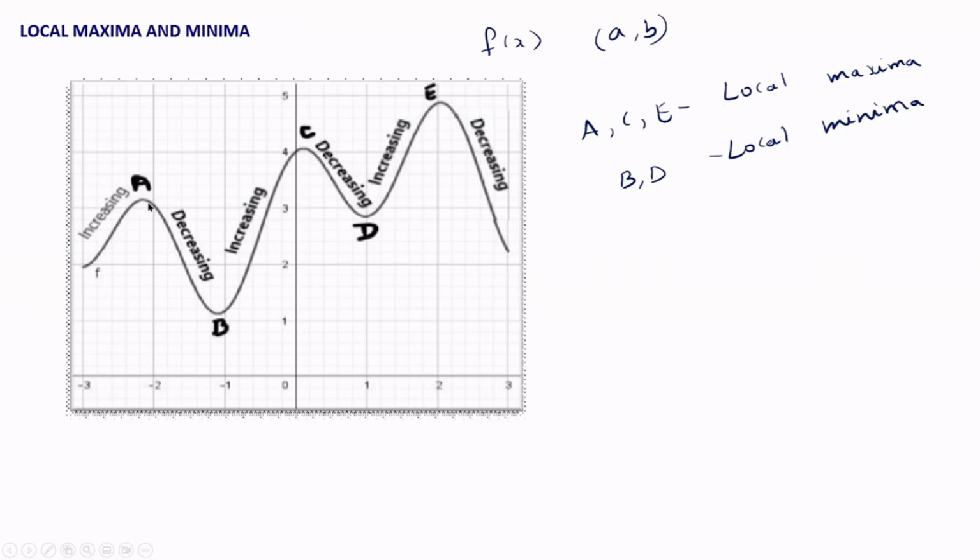If we consider a point of local maxima, here in the left neighborhood of A, the function is increasing, and in the right neighborhood of A, the function is decreasing. Then such a point is called a point of local maxima. Similarly, if we consider this point B, in the left neighborhood of B, the function is decreasing, and in the right neighborhood of B, the function is increasing. Then such a point is called a point of local minima.